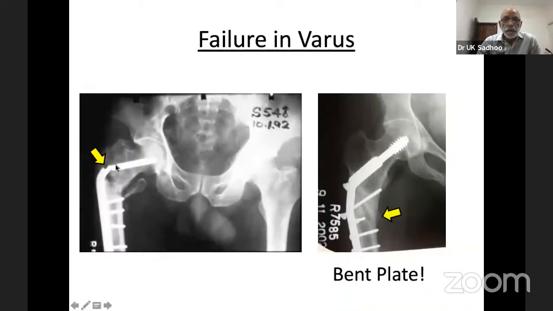And a similar picture with a blade plate or a so-called DHS. Here the plate is beginning to bend. This happens to many Indian implants where the metal is maybe not quite up to the mark. So it starts bending first before it breaks.